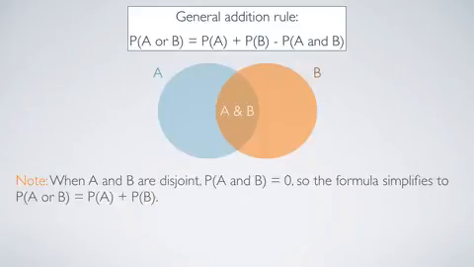Note that when A and B are disjoint, though, probability of A and B is simply 0, so the formula would simplify to what we saw earlier. Probability of A or B is simply equal to the probability of A plus the probability of B. So there's really no reason to try to remember two formulas at once. You can draw your Venn diagrams, or you can sketch out whatever event you're working with and add up the relevant bits, and if there's any sort of double counting, you subtract the joint probability, and if not, you don't need to worry about it.